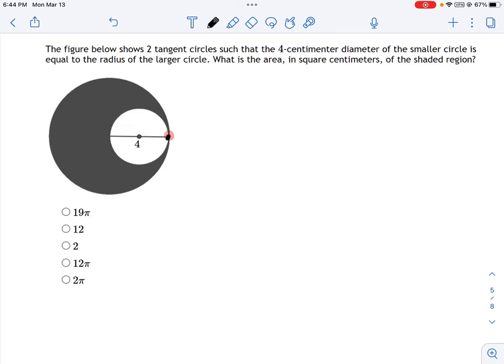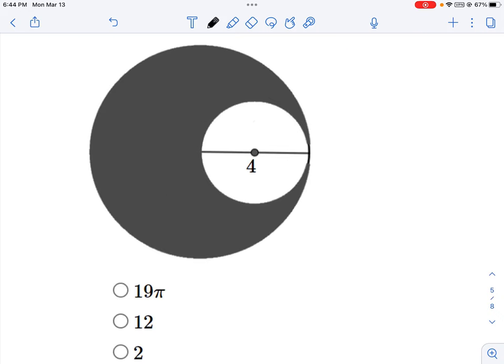So you have two tangent circles such that the 4 centimeter diameter of the smaller circle is equal to the radius of the larger circle. Let's digest this information a little bit. A diameter is something that passes through the center of a circle and goes to the two edges, from circumference to circumference, right through the circle. It's what we call a chord, a special chord, where essentially we know that the radius is half the diameter. So if the diameter is 4, that means the radius is 2.